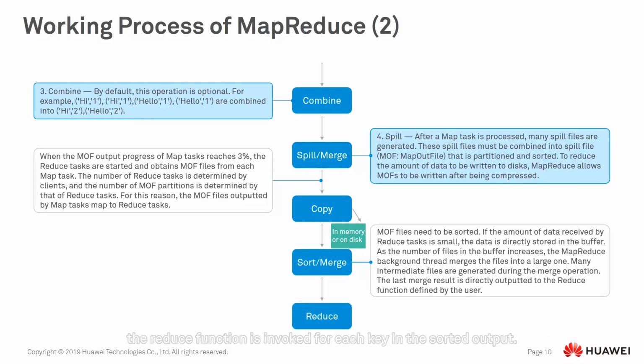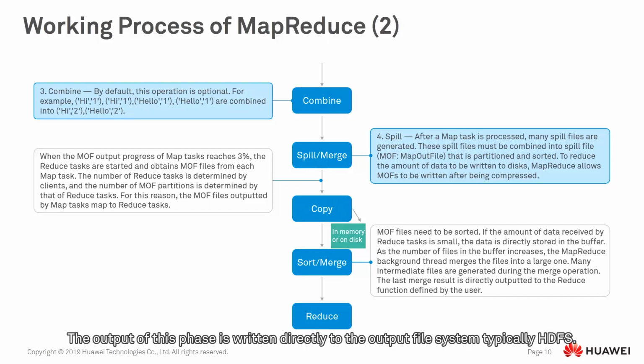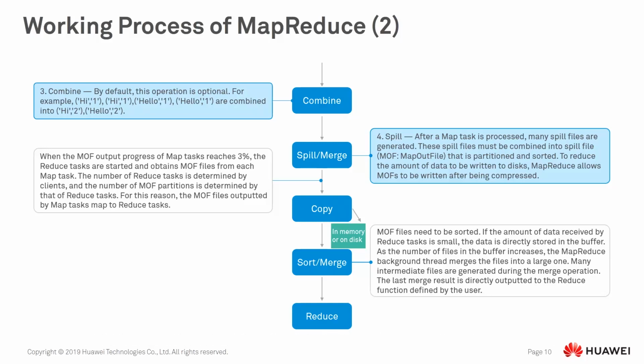During the reduce phase, the reduce function is invoked for each key in the sorted output. The output of this phase is written directly to the output file system, typically HDFS.